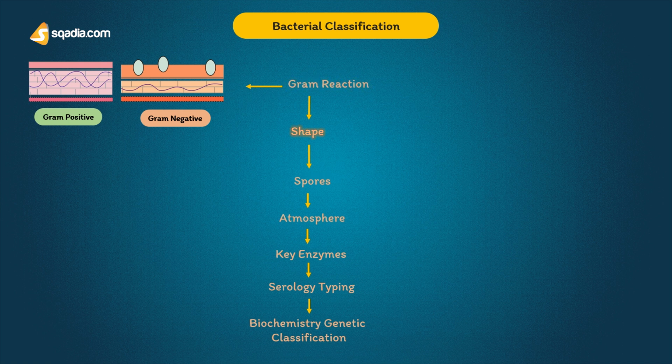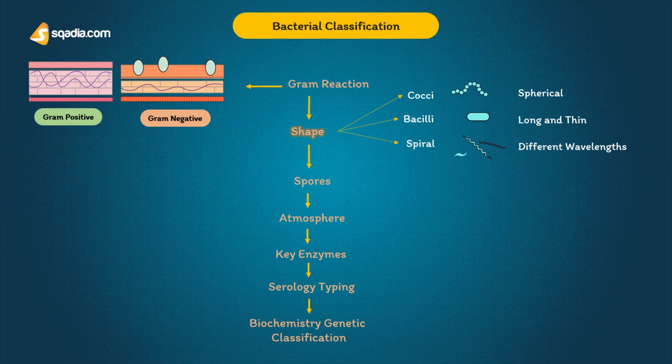Next, we have cell shape. Bacteria may be shaped as cocci, bacilli, or spirals. And we have endospore. The presence, the shape, and position of the endospore within the bacterial cell are noted.